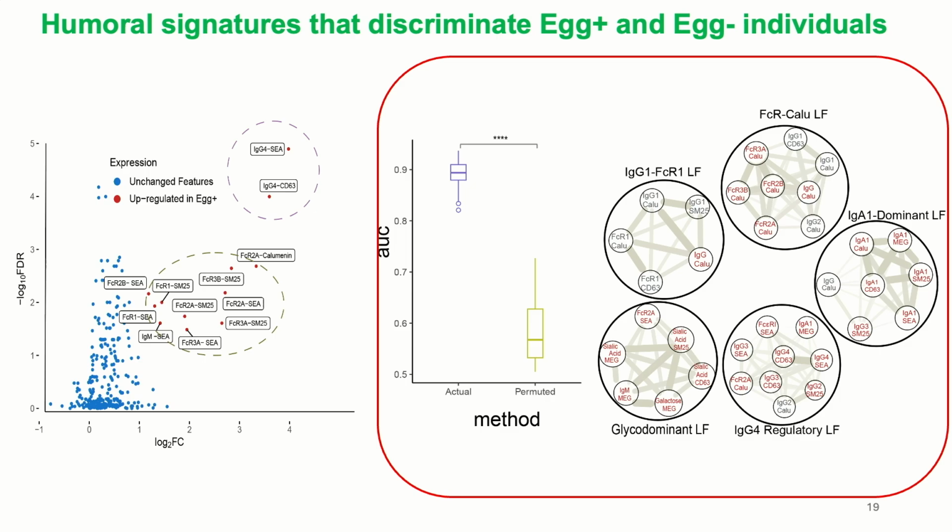So I'm showing you the model performance with k-fold cross-validation and permutation testing, but it's not just IgG4 and FcR binding. We also see a crosstalk between IgG1, Fc binding, as well as an IgA1 dominant latent factor. So we are finding novel mechanisms or inferring novel mechanisms. But how real is the inference? And we wanted to put it to test.